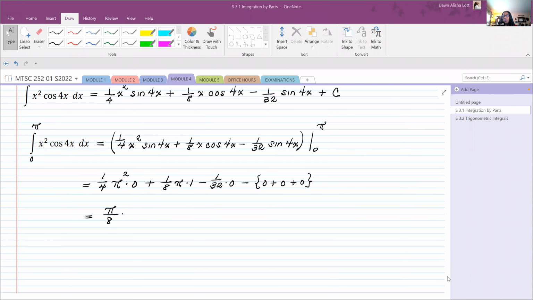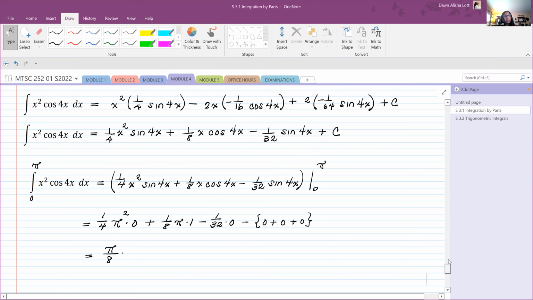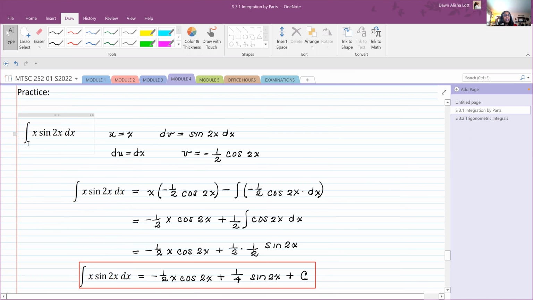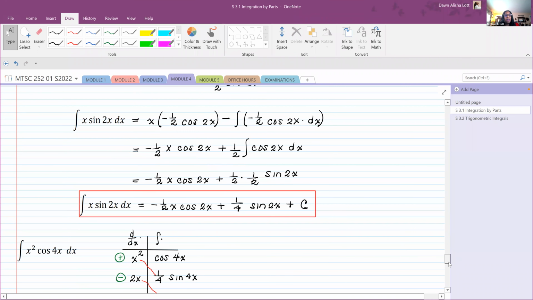I forgot to restart the recording. So let's go back and talk about this one. So we did this one, x sine of 2x. So we needed to incorporate the v being minus 1/2 the cosine of 2x. And then we put uv minus the integral of v du, which left us the integral of now cosine 2x, which was 1/2 the sine of 2x. Then we were able to put everything in.